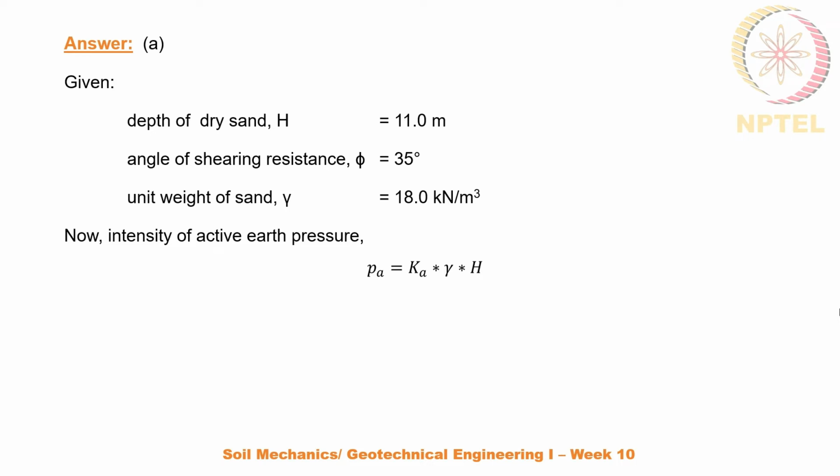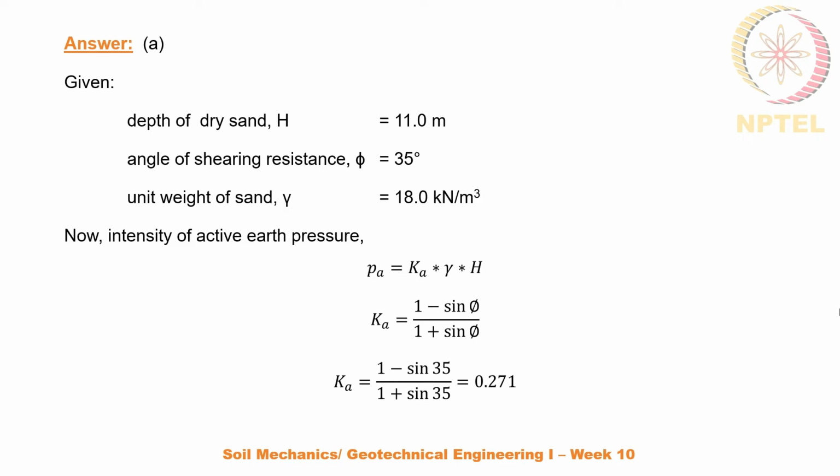Now, Ka is the coefficient of active earth pressure, which is equal to (1 minus sine phi) by (1 plus sine phi). Here, phi is given as 35 degrees. Substituting in the equation, we get the coefficient of active earth pressure Ka is equal to 0.271.